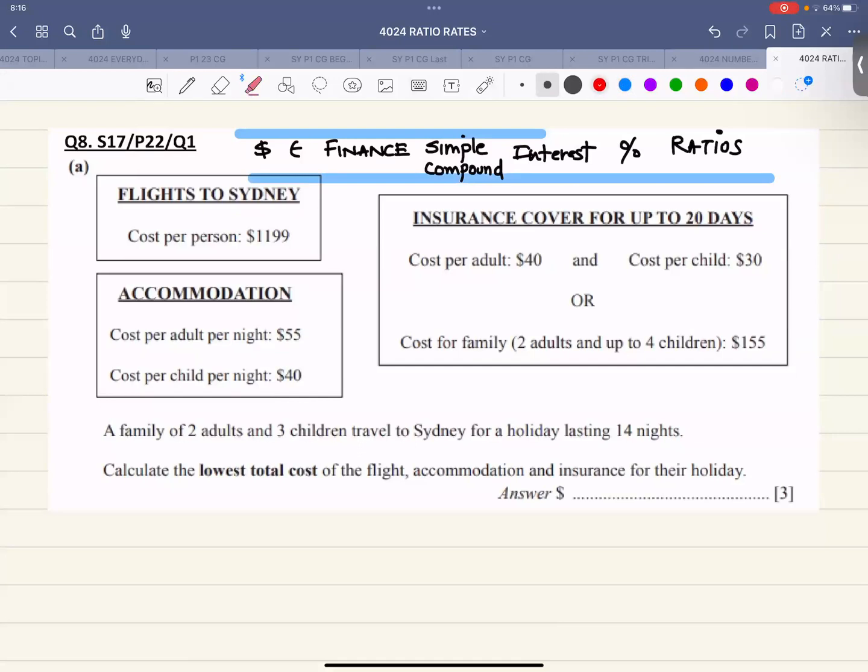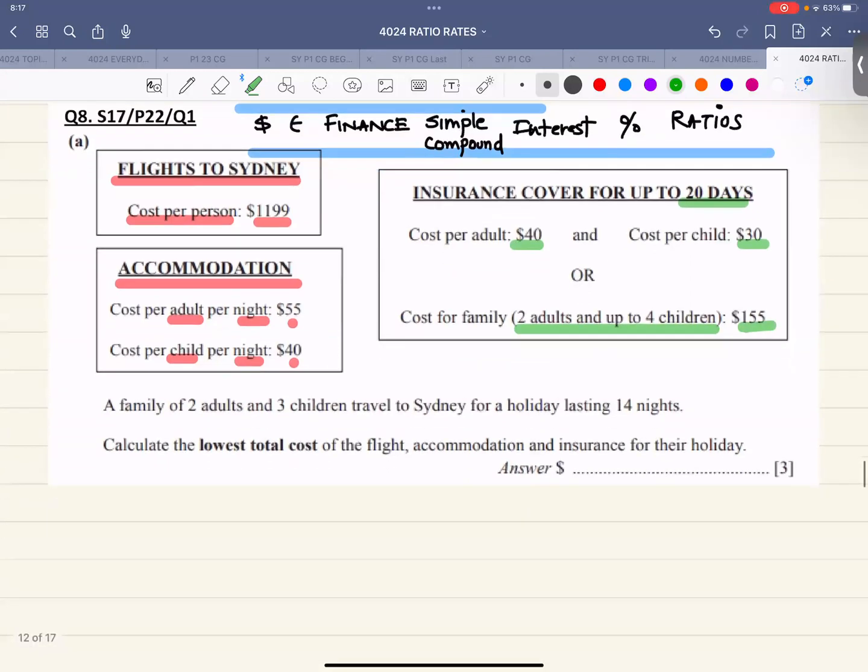Now, let's focus on the flights to Sydney. The cost per person is $11.99. Accommodation, that means the hotel cost, is $55 per adult per night, and the cost per child per night is $40. And then we are talking about insurance cover for up to 20 days. Cost per adult is 40, cost per child is 30, or the cost for a family of 2 adults and up to 4 children. It could be 4, it could be 3, 2, 1. So that is $155 flat.